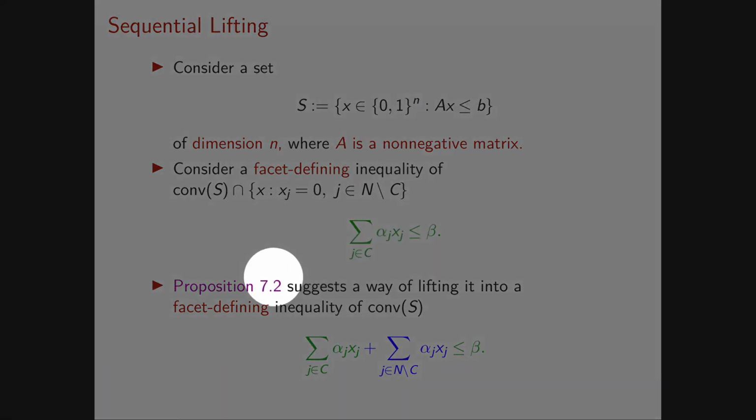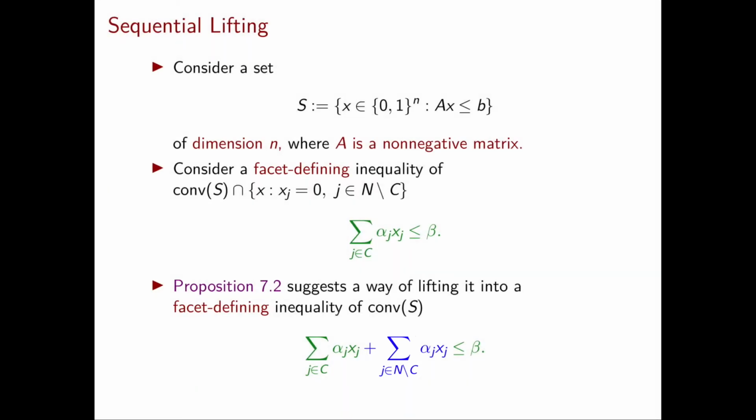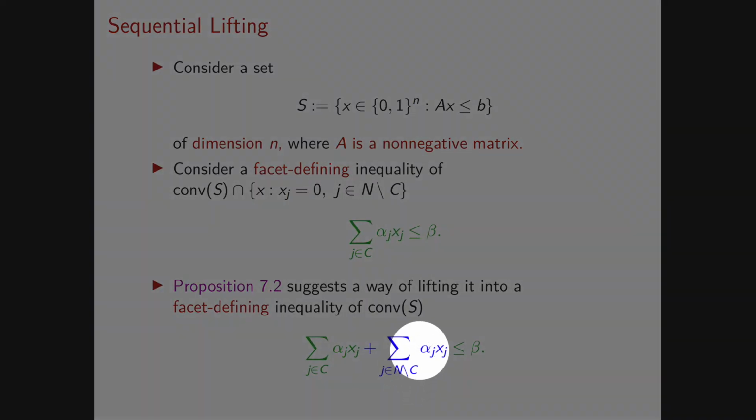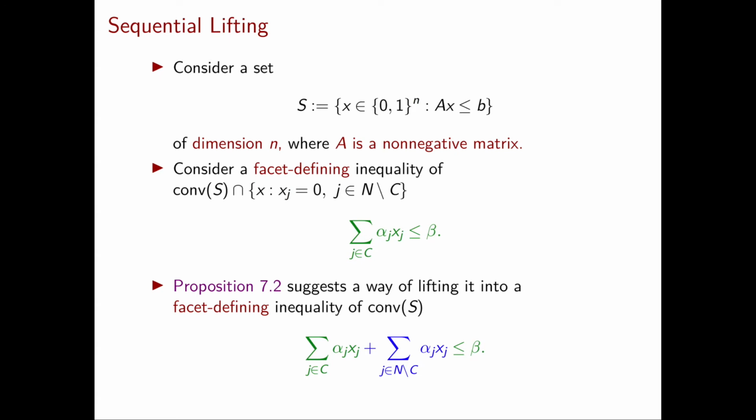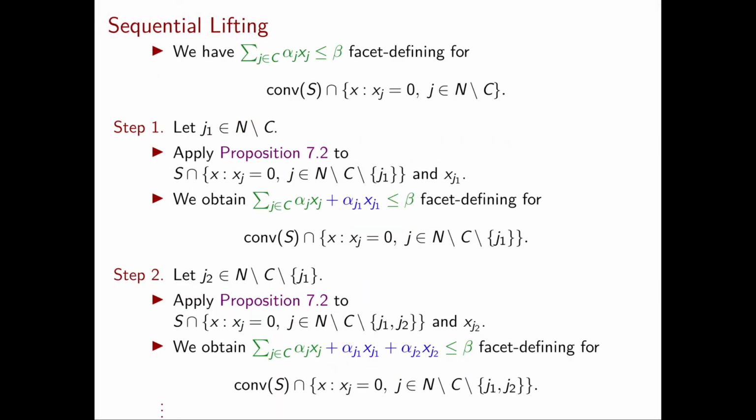Now we can essentially use our lifting proposition to lift this inequality into a facet defining inequality of conv k. So what do we need to do? We need to add the sum of alpha j xj for every j in n minus c. The fact is that our proposition 7.2 only allows us to add one alpha j xj at the time. Therefore, what we can do is apply the proposition recursively in order to obtain one by one these coefficients alpha j. So let's just see explicitly what we want to do.